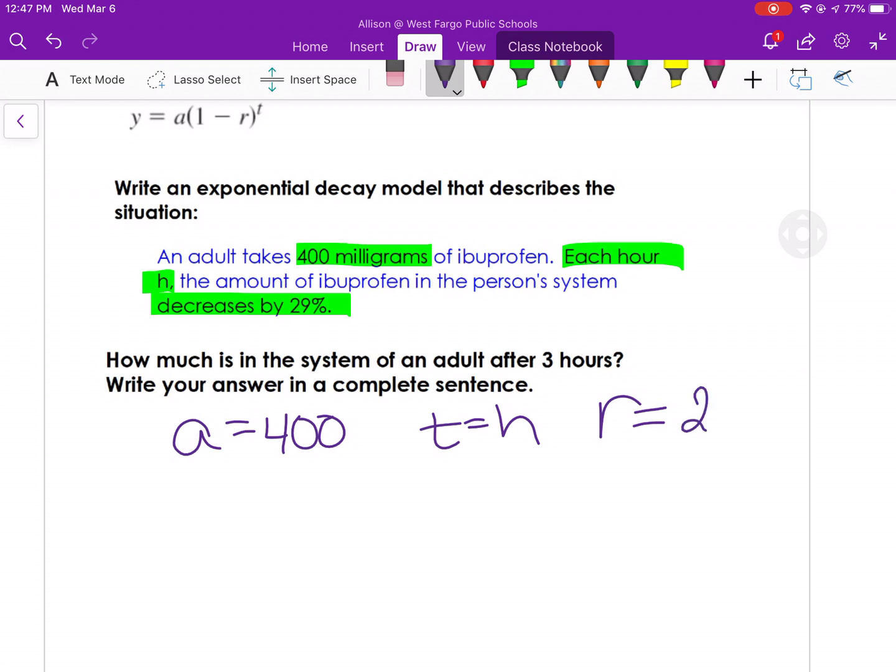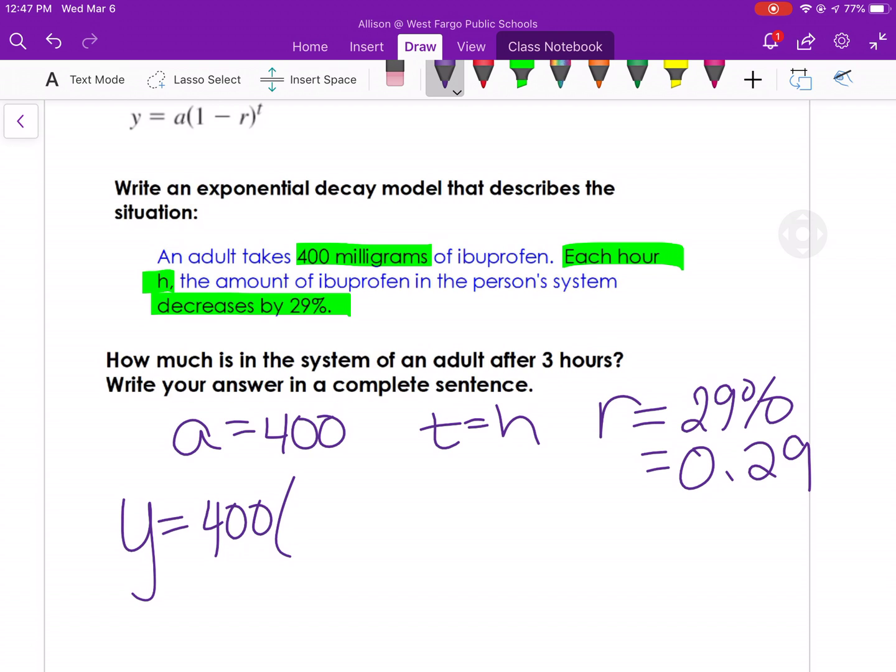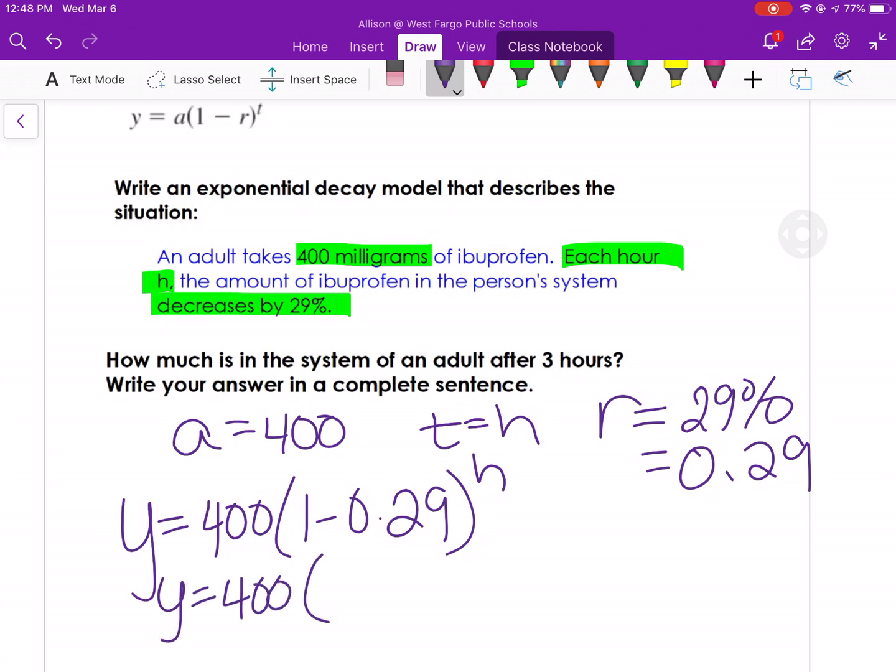So it's decreasing by 29%. And we will have to use a decimal, 0.29. So our model will look like this. It's 400 milligrams, 1 minus 0.29 to the h power, so per hour. Or simplifying, 1 minus 0.29 is 0.71 to the h.